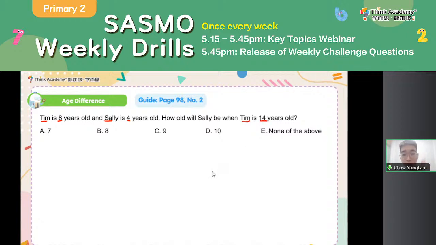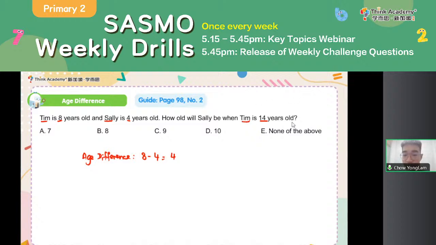So here, we know the ages of two people at the same time, Tim and Sally. Well, we know Tim is 8 years old, and sometime later Tim is 14 years old. Well, we can try to find how many years has passed. But there's actually another way to do it, right? Since we already know both Tim and Sally's age in a certain time point, we can try to find the age difference between the two of them. So between Tim and Sally, the age difference will be how many? What's the age difference? That's right, it will be 8 minus 4 equals 4 years. Okay, they will be 4 years apart.